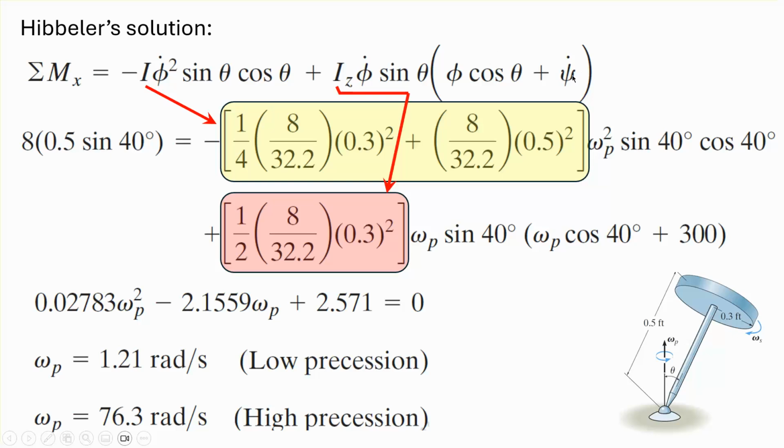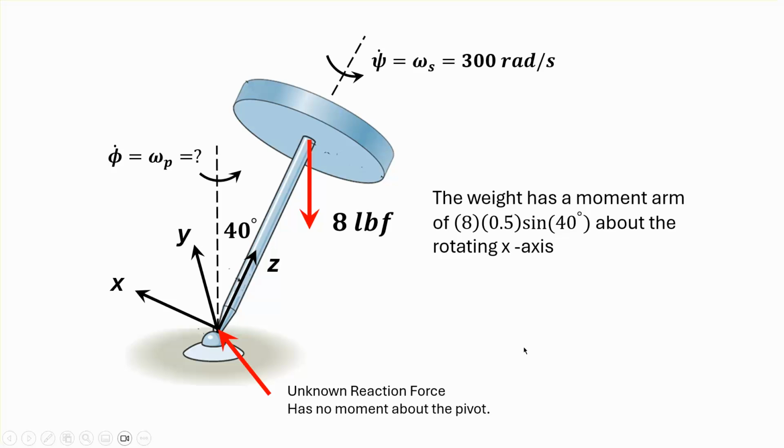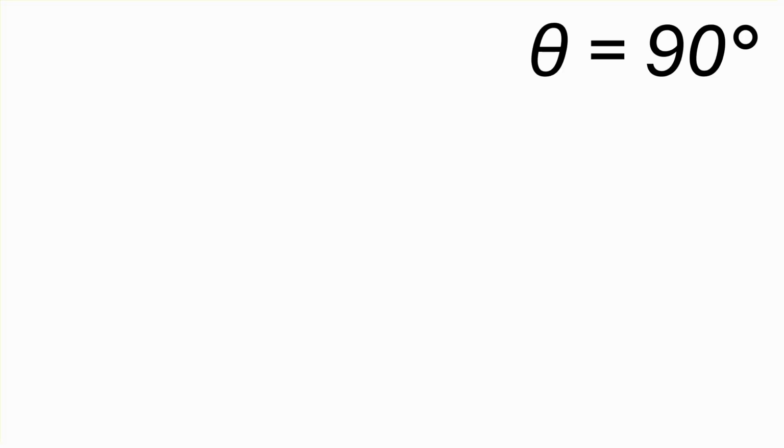If you do the 40-degree one, you basically get a quadratic equation in terms of the precession frequency, and there are two values that you're going to get. This is not the problem that we're going to be doing. Incidentally, here's the free body diagram that goes with the previous case. I am going to be doing theta equal to 90 degrees.